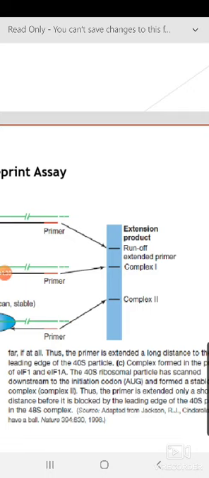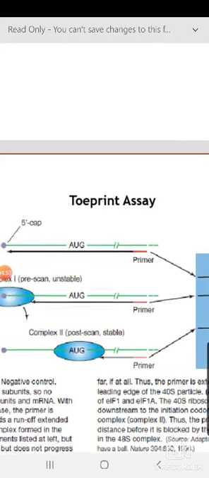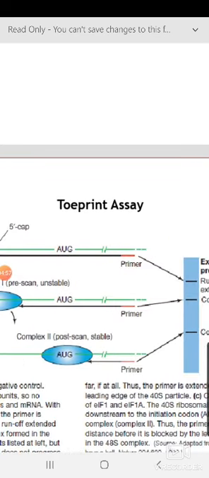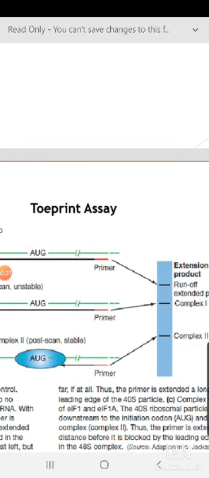They ran the product in a gel. The bigger fragment will run slower, so the top band is for the longest one, the full length cDNA. They found that if they incubate with these factors, they get another band that is migrating faster compared to the previous one.